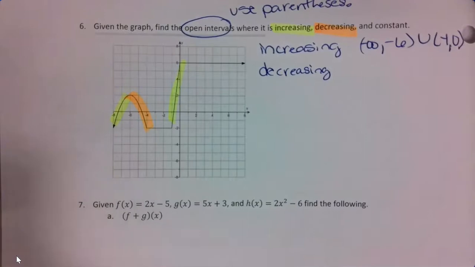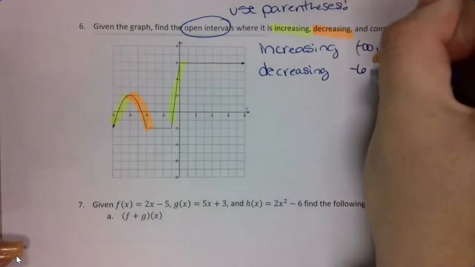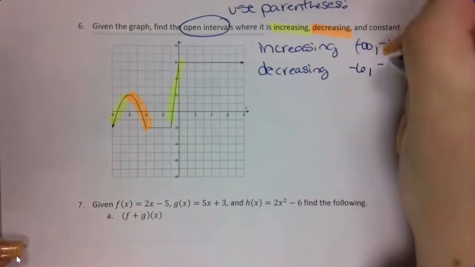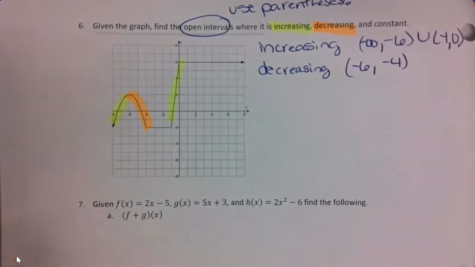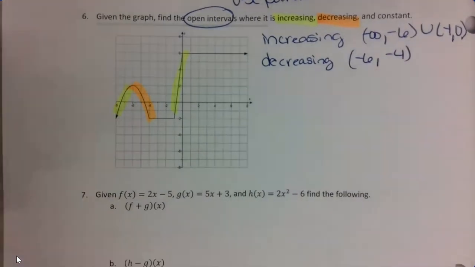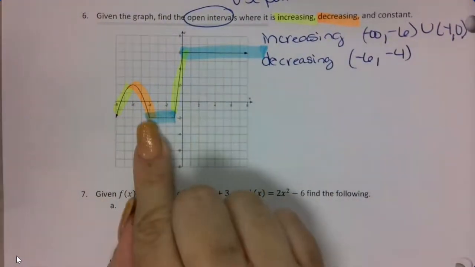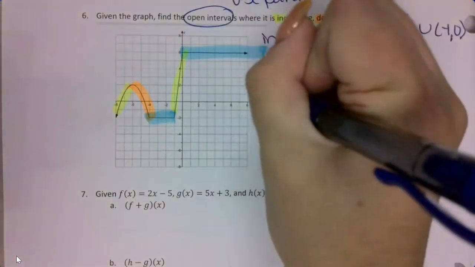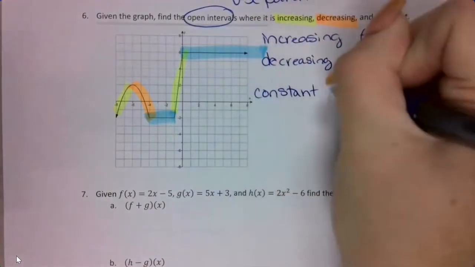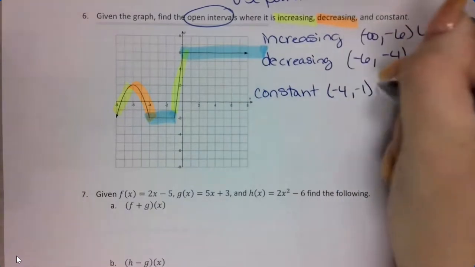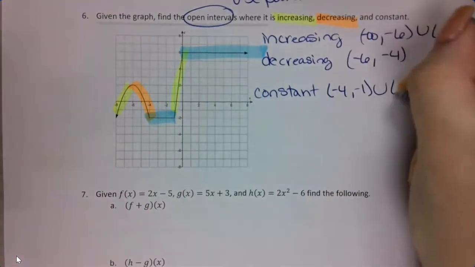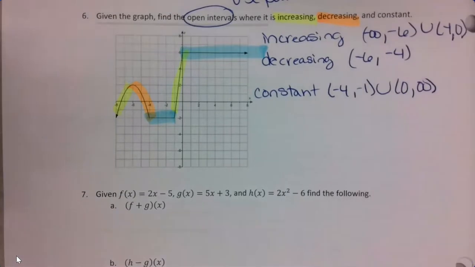So right there, that starts at -6 and stops at the x value of -4. Whenever I'm doing intervals, it's always just my x values. And then constants are where it has flat lines. So it's got a flat line here between -4 and my x value of -1. And then it starts up again at 0 and goes to the right forever, so to infinity.